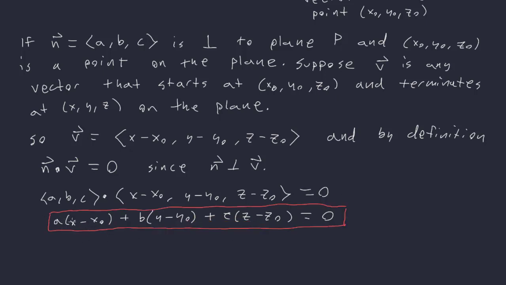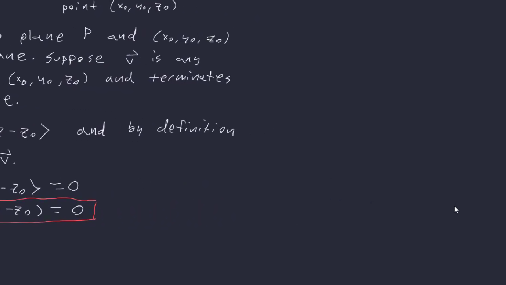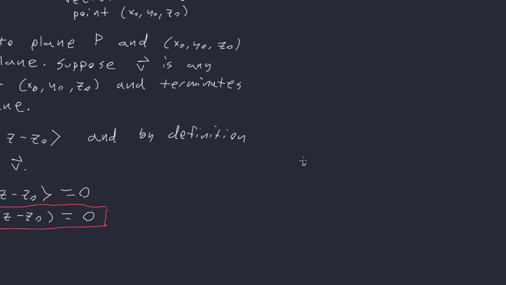Okay, it's a times x minus x naught, b times y minus y naught, and c times z minus z naught. Well, this may look familiar if you think about lines. Remember the point slope form of a line, which is y minus y naught is equal to m times x minus x naught?